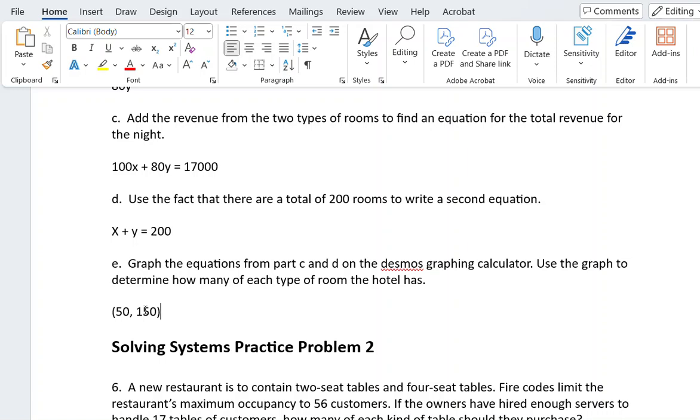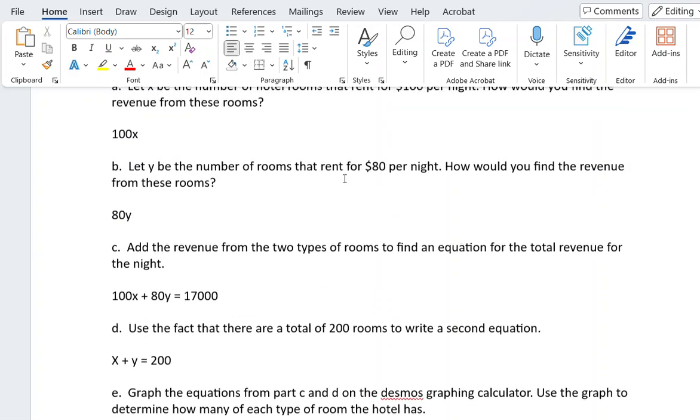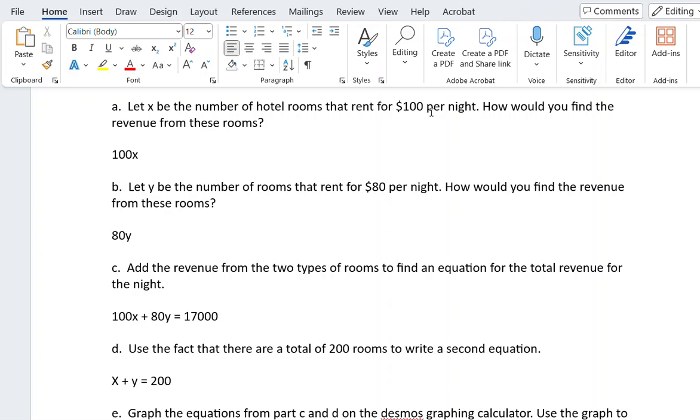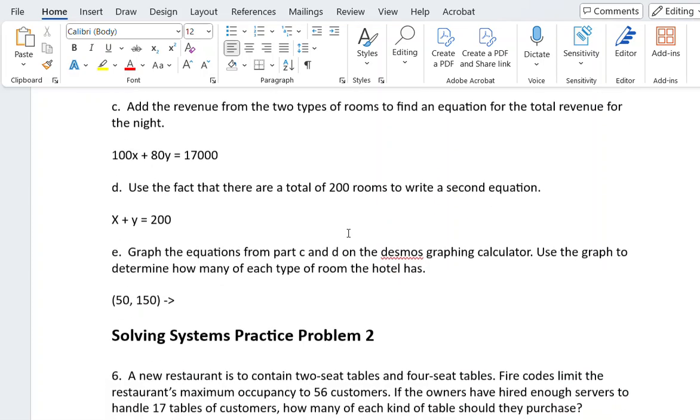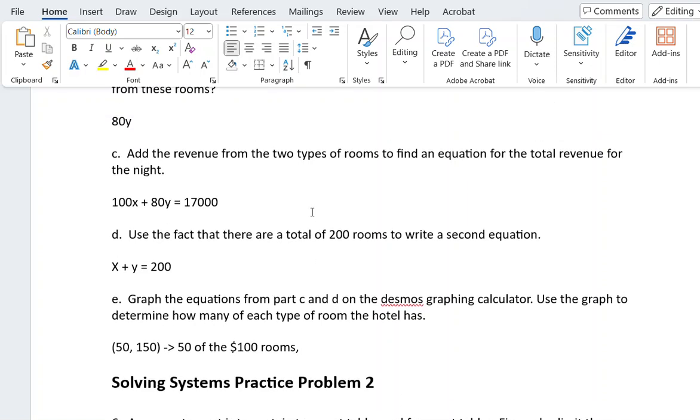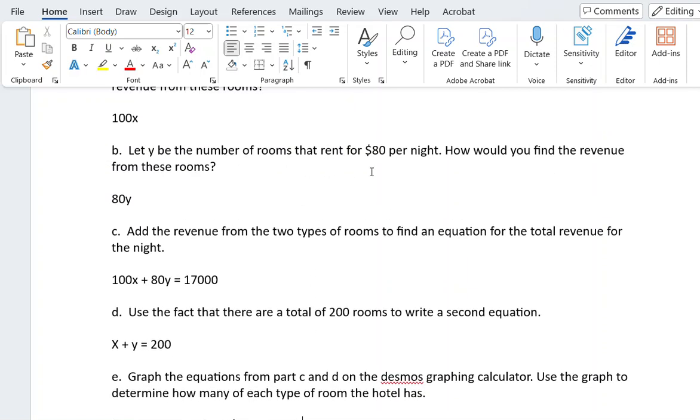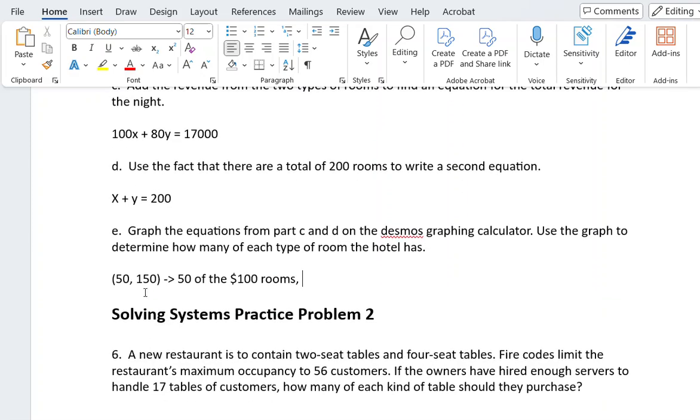Now, the question is asking me how many of each type of room the hotel has. So I need to go back and identify what X and Y actually are. So X is my $100 per night hotel rooms. So the X coordinate here is 50. And my Y is the number of rooms that rent for $80 per night. So the Y coordinate is 150. So I have 150 of the $80 rooms.